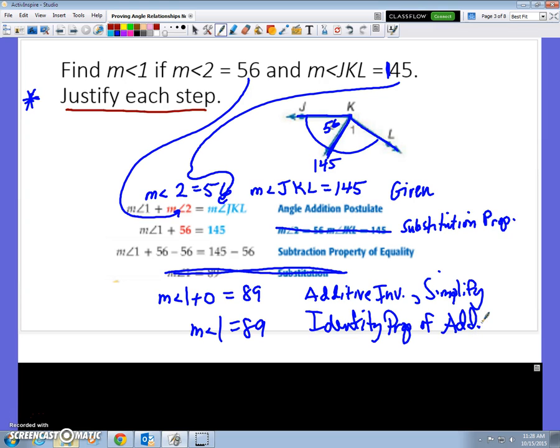So there you have it, a nice little proof. We used the angle addition postulate. I don't believe I left you enough spaces on your chart in your notes, so you might have to add a space or two for these two properties at the end. So there you go, angle addition postulate.